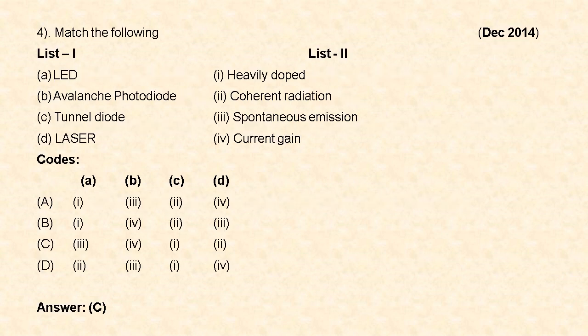Next question. This question was asked in December 2014. It is match the following type. First, LED. We know that LED gives spontaneous emission. Next, avalanche photodiode. It is related to current gain. Next, tunnel diode. It is heavily doped. Next, laser. It gives coherent radiation. Hence, option C is correct.